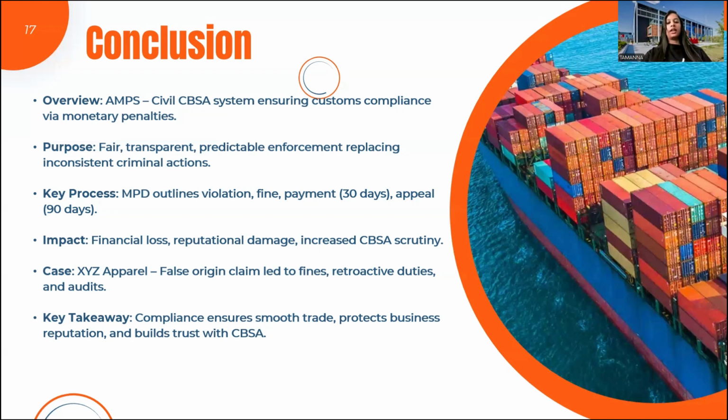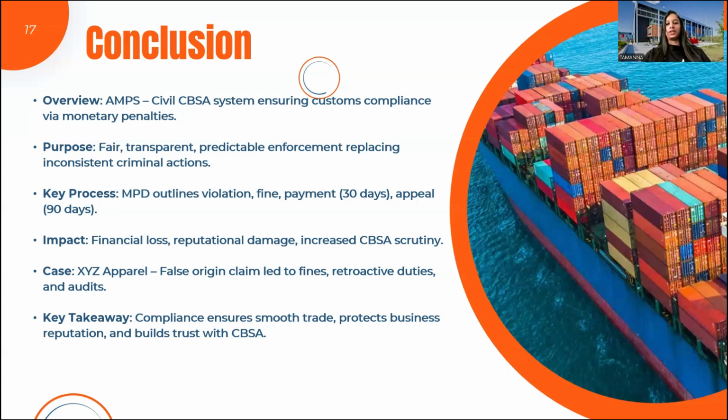In terms of process, when a violation occurs, the CBSA issues a monetary penalty document. This explains the violation, the amount of the penalty, instructions for payment, and how to appeal. Payments must be made within 30 days, and if someone wishes to challenge the penalty, then an appeal must be filed within 90 days.